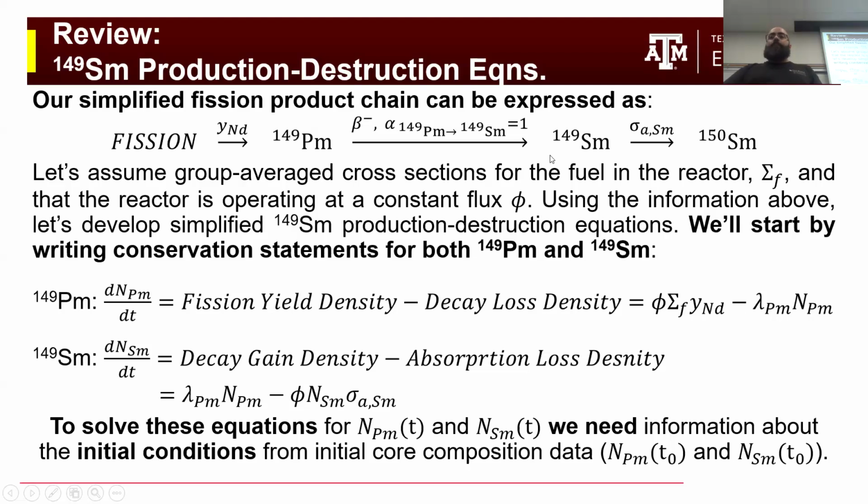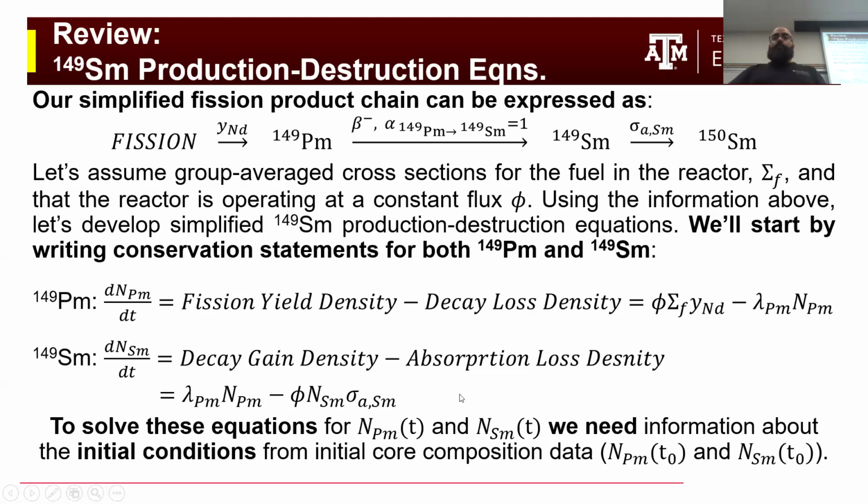And then with samarium, it is gained because of the decay of promethium, and it's lost because of absorbing neutrons. So its gain rate looks like a decay gain density from the promethium decaying into samarium, and the loss rate is based on the absorption rate density for the samarium itself. The decay gain term looks like the decay density of promethium. The loss term looks like the absorption rate density for the samarium.